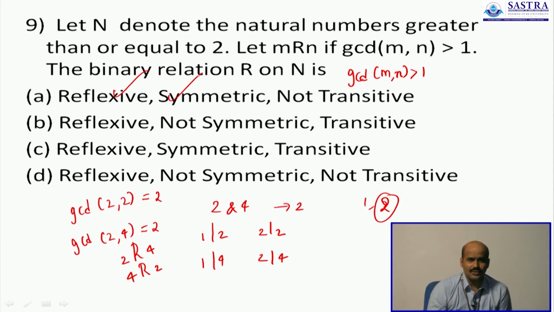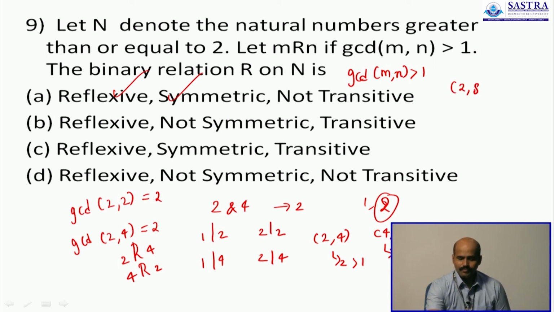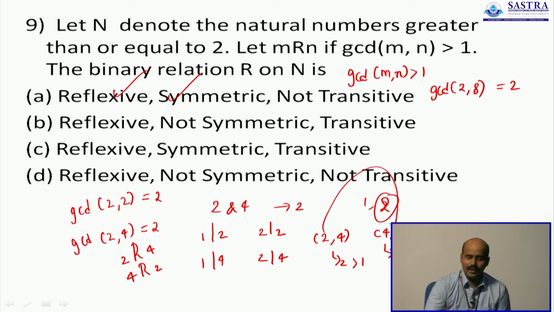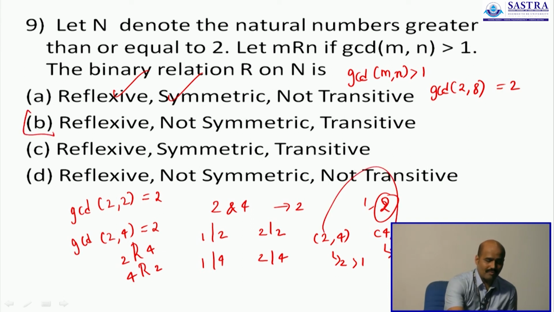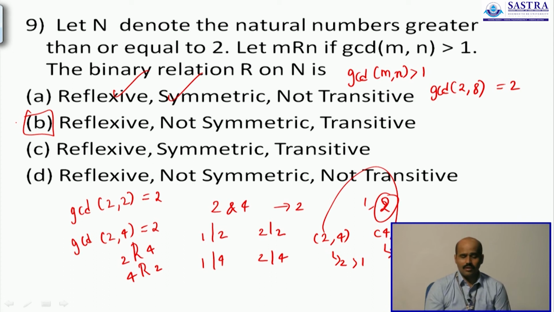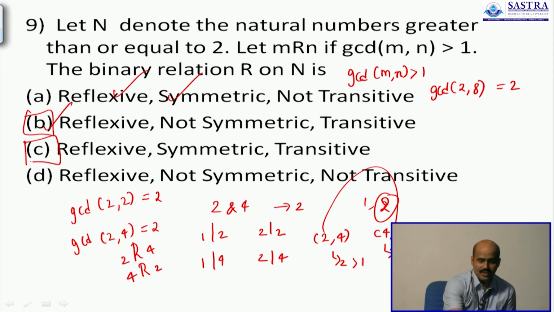Is it also transitive? Now you know that the GCD of 2 and 4 is 2, and the GCD of 4 and 8 is 4. Both of them are greater than 1. Now what if we compare 2 and 8? The GCD of 2 and 8 is again 2. So these two have been paired up, and these two have been paired up, which means 2 and 8 can also be paired up. So this relation is reflexive, symmetric, and transitive, and option C is right.